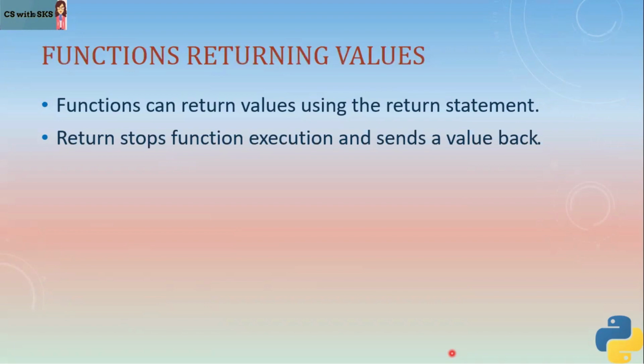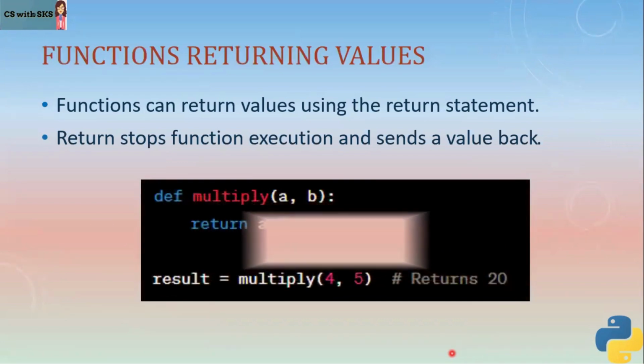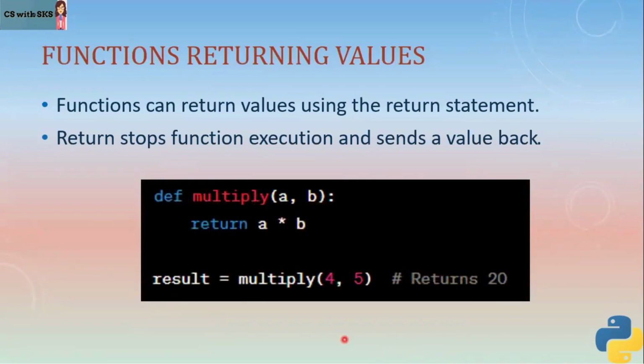However, if you want to assign that value, the function will return some value which you can save in some variable. Now, let's understand this. Let's say we are defining a function multiply where we are passing two parameters, A and B, and inside the body we are writing return A multiplied by B. So here it will return the multiplication of the parameters which are passed.